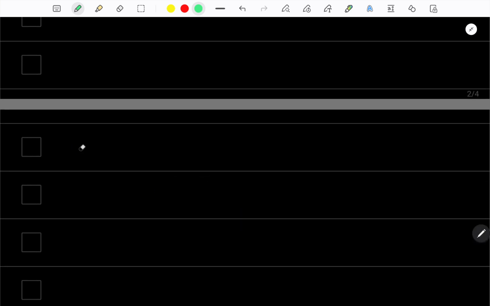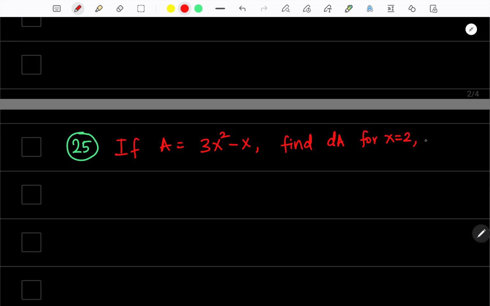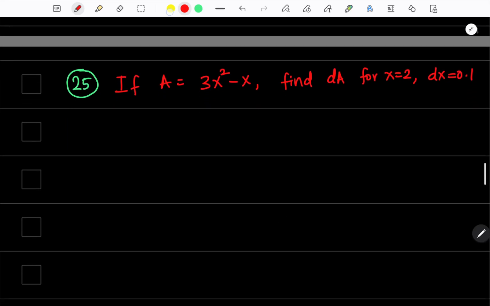It is not question number 2, it is question number 25. Okay, right. If A is equal to 3x square minus x, find dA for x equal to 2 and dx equal to 0.1. Right. So let's go to the solution. A is equal to 3x square minus x. So they are asking for dA.